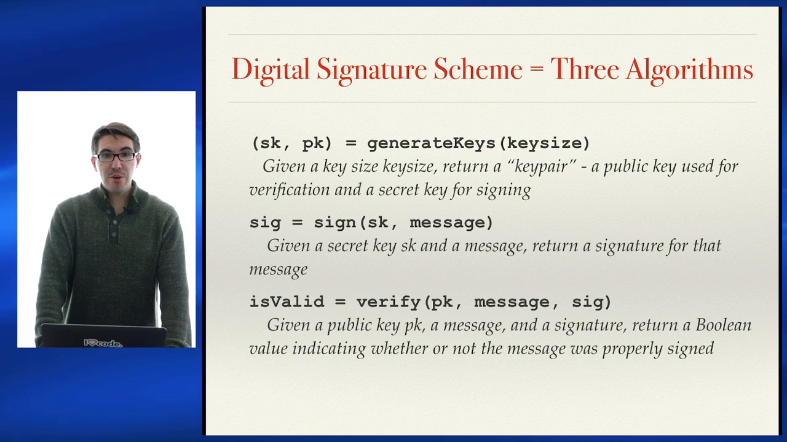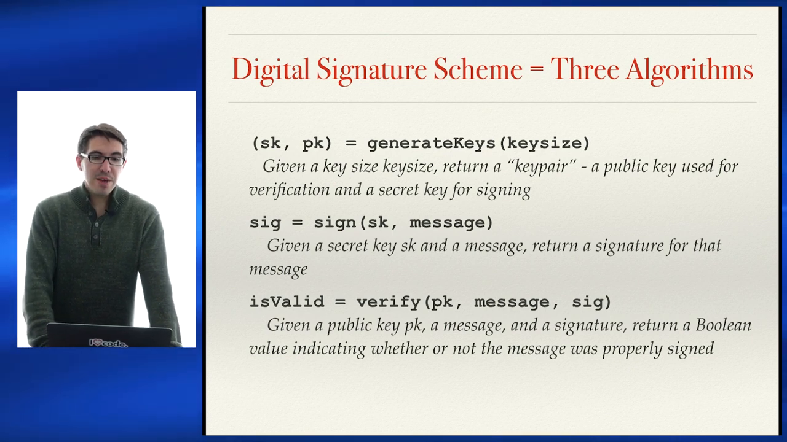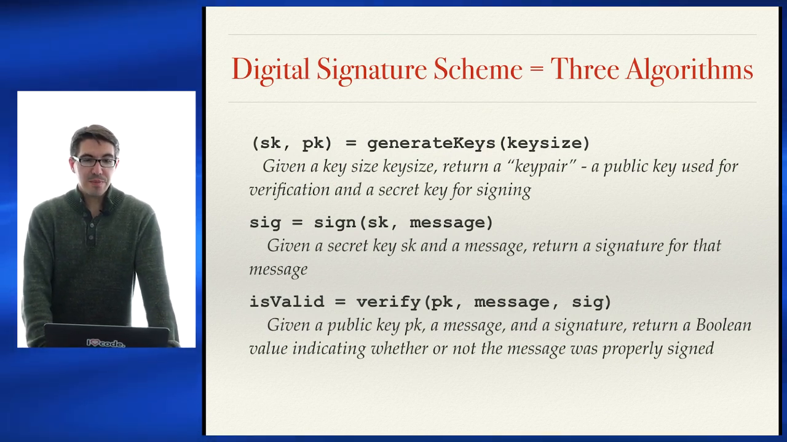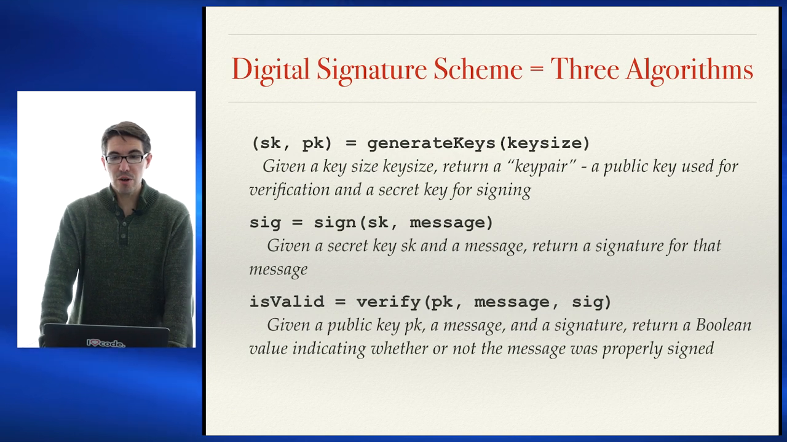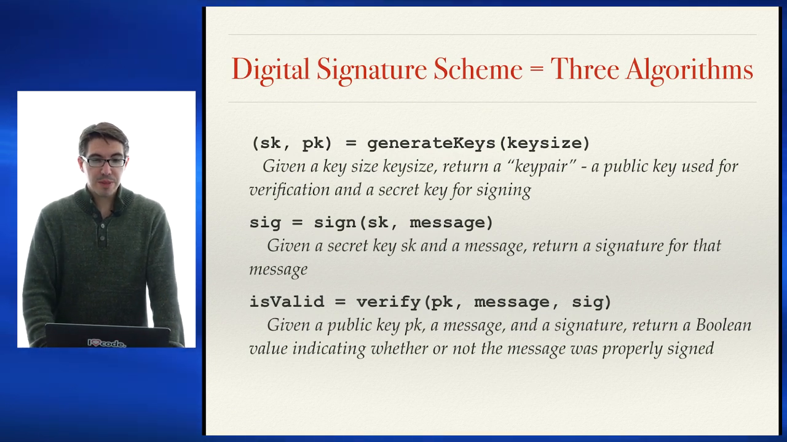So to create a digital signature scheme to meet all of these characteristics, we're going to need to define three algorithms. The first is generate keys. Given a key size, return a key pair. That is a public key used for verification and a secret key used for signing. So recall, this is basic public key cryptography that we discussed in our lecture on public key cryptography.